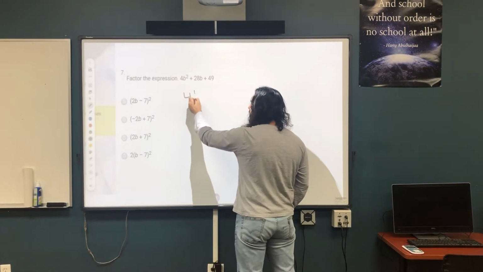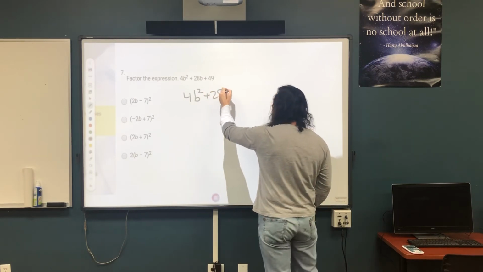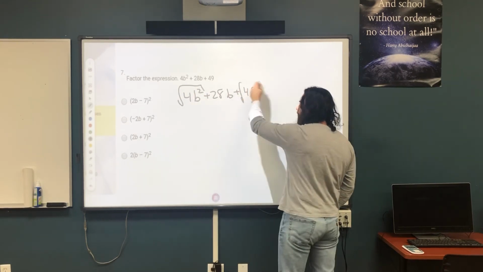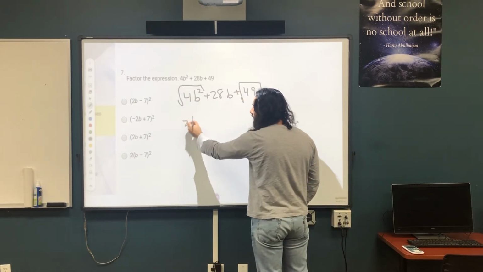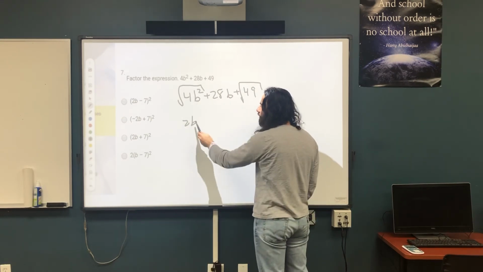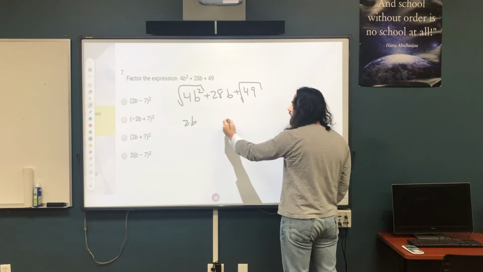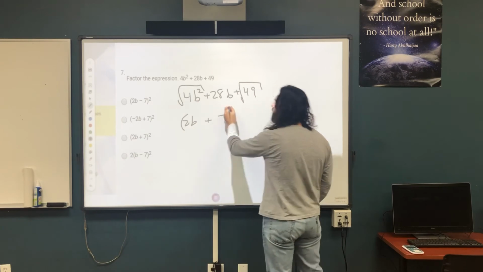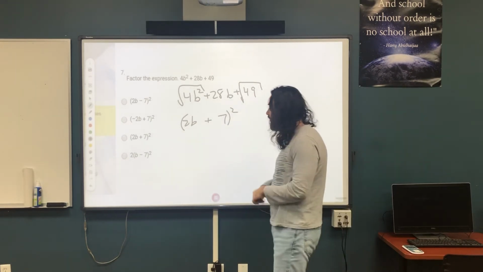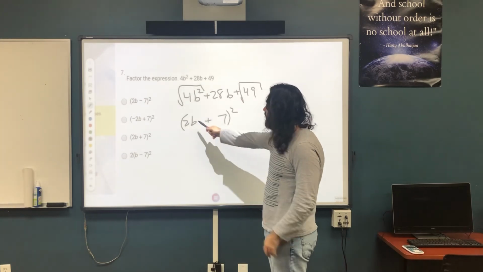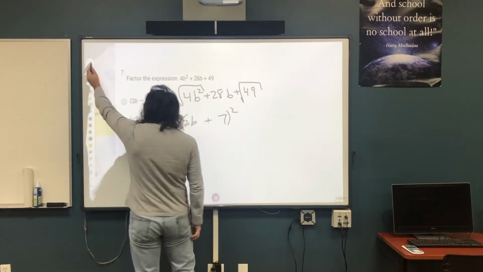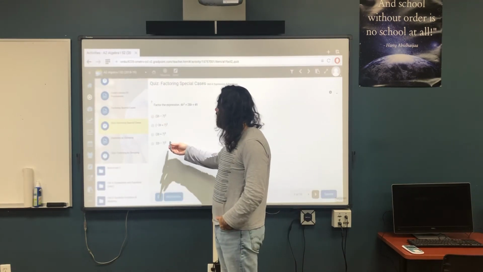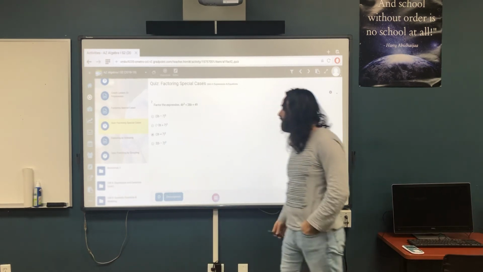So we have 4b squared plus 28b plus 49. So you do the square root for the first one, the square root for the last one. It's going to be 2b. Again, why? Because 2 times 2 is 4, b times b is b squared. The square root of 49 is 7, because 7 times 7 is 49. And you add them and you square them, because 7 squared is 49, remember? And 2b squared is 4b squared. So it's going to be 2b plus 7, squared.